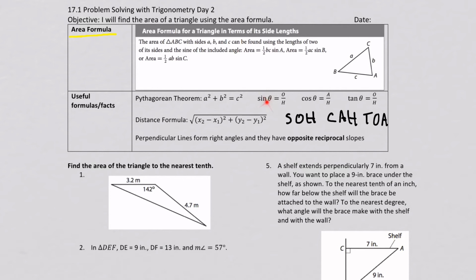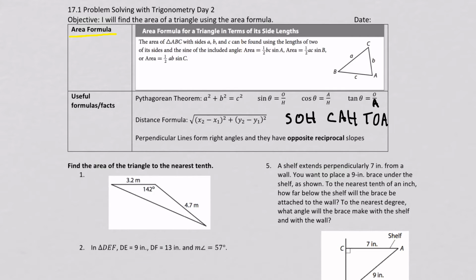Sine of an angle, here the Greek letter theta means an angle. We always use the Greek letter theta to represent an angle. Sine of theta equals opposite over hypotenuse. Cosine of theta equals adjacent over hypotenuse. Tangent of theta equals opposite over, hey, that is wrong, let's fix that. What's the mistake here? Fix that on your notes, please. Opposite over adjacent, not hypotenuse. Change that H to an A. There. Opposite over adjacent.